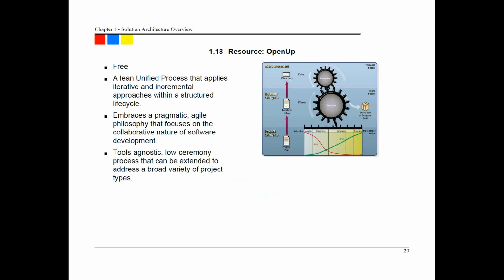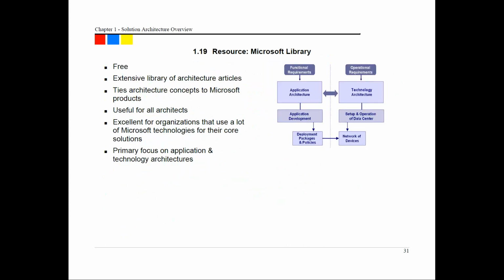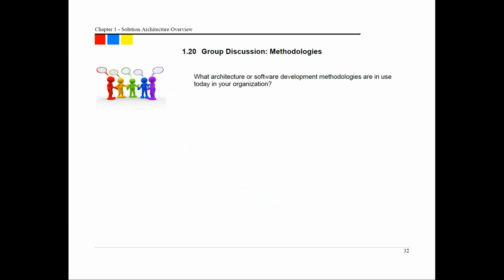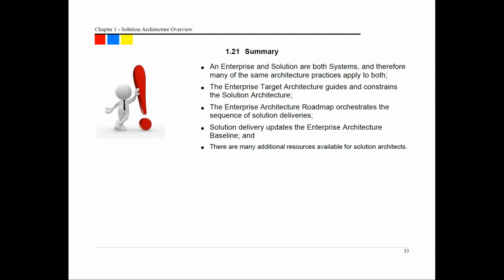OpenUP, I haven't heard a lot of this in the past few years, is a lean unified process that applies iterative and incremental approaches, kind of an open software development based on the Rational Unified Process. And I'll just point out, even if you're not Microsoft focused in your software architecture, the Microsoft MSDN, or I think they've changed the name, it's like Microsoft Archives now or something, they actually have a lot of good information on software architecture, so well worth skimming through MSDN. But I won't worry about that.